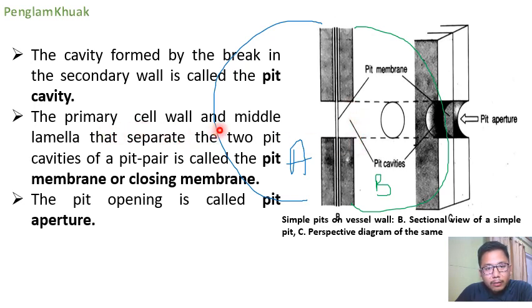And the primary cell wall and middle lamella that separate the two pit cavities of a pit pair is called the pit membrane or closing membrane. Here, primary cell wall and middle lamella will be present, and which separate the pit, it is called the pit membrane or closing membrane. And the pit opening is called the pit aperture. This opening is called the pit aperture, or sometimes it is also known as pit cavities.